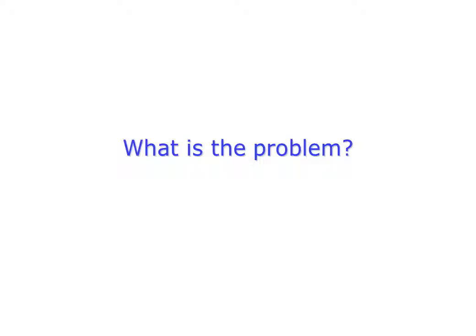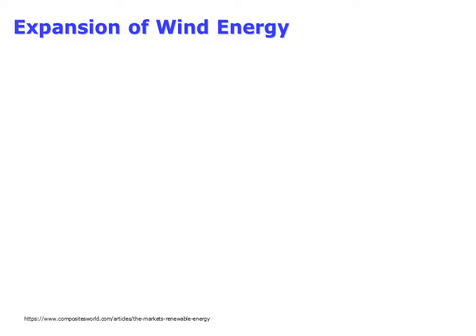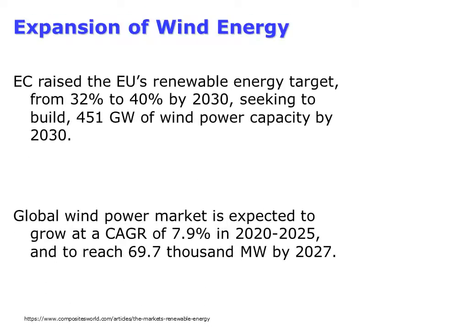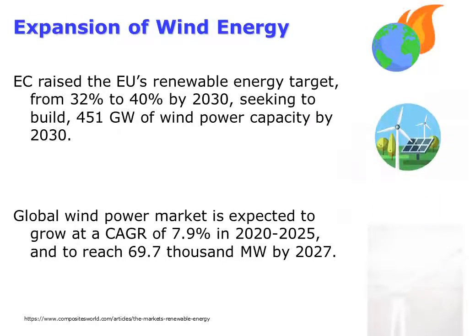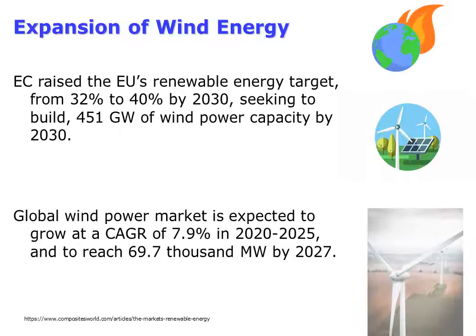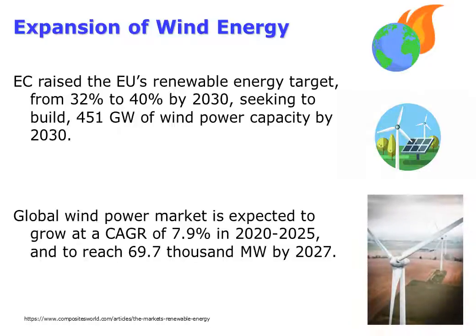But what is the problem? Climate change is one of the biggest challenges of our time. A large part of the greenhouse gas emissions is attributed to the supply and use of energy from fossil fuels. A transition from fossil fuels to renewable energy is the way to reduce the energy-related carbon dioxide emission. Expansion of renewable energy is one of the key elements of the strategy of mitigation of global warming.